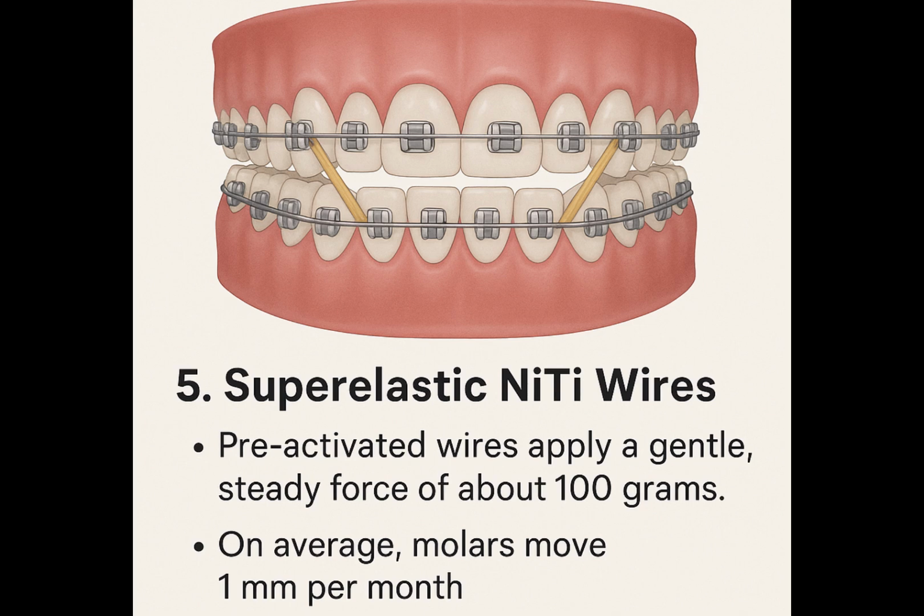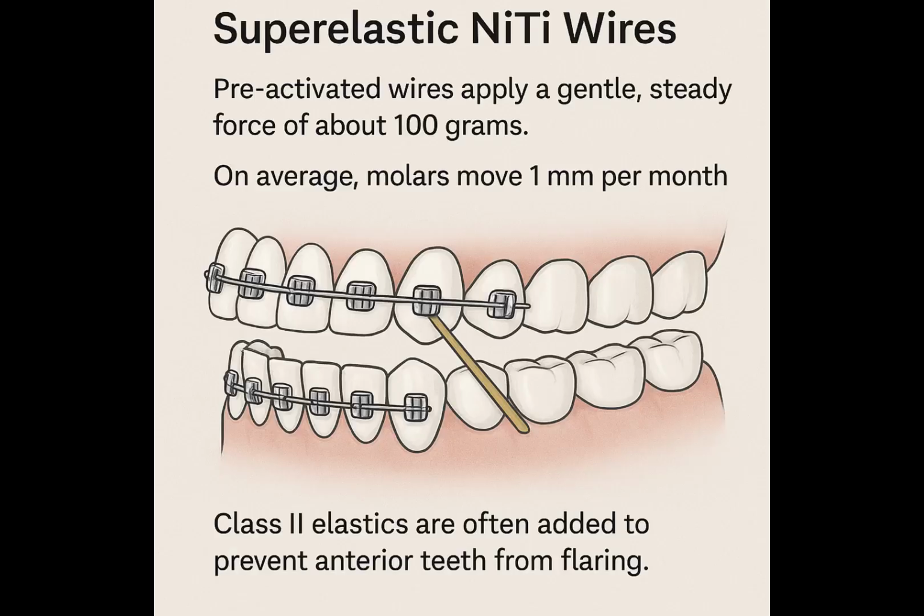5. Superelastic nickel-titanium wires. Pre-activated wires apply a gentle, steady force of about 100 grams. On average, molars move 1 millimeter per month. Class 2 elastics are often added to prevent anterior teeth from flaring.